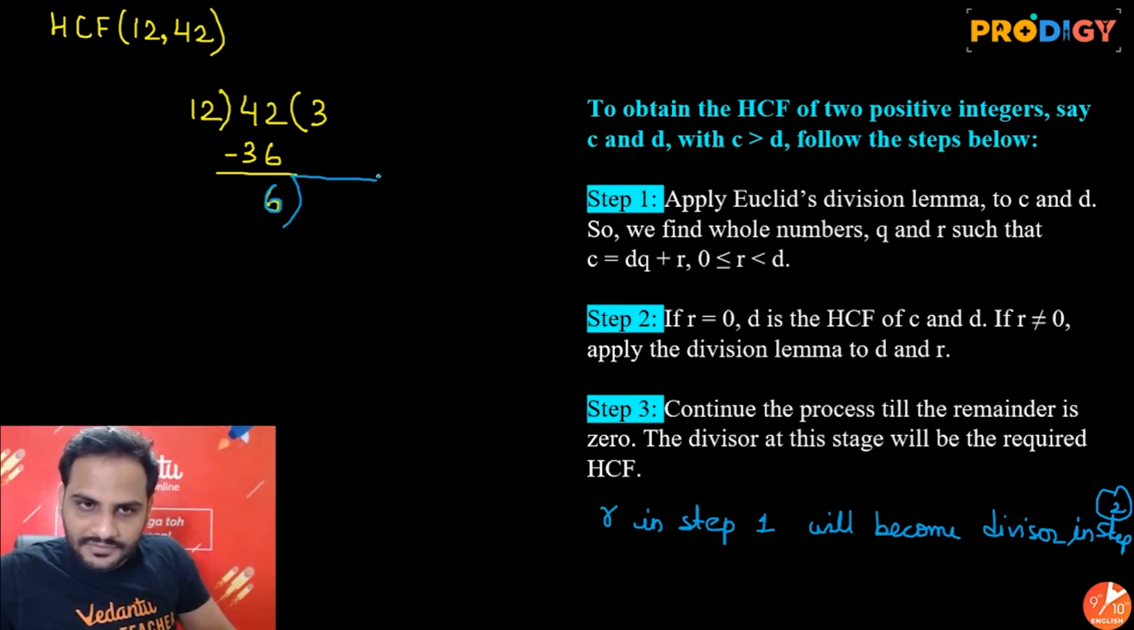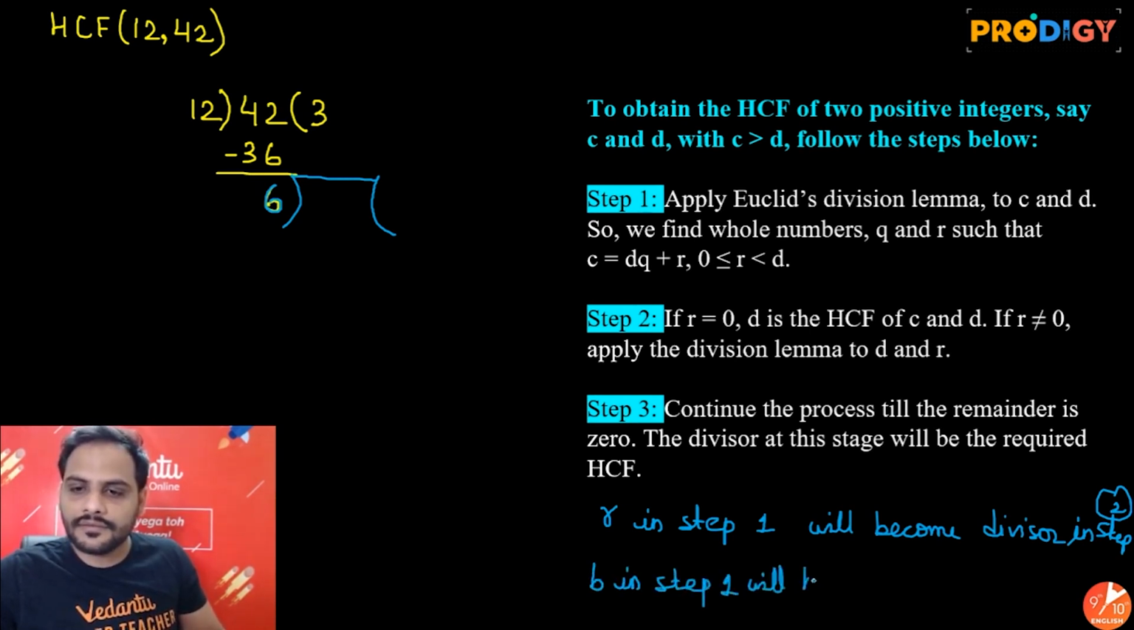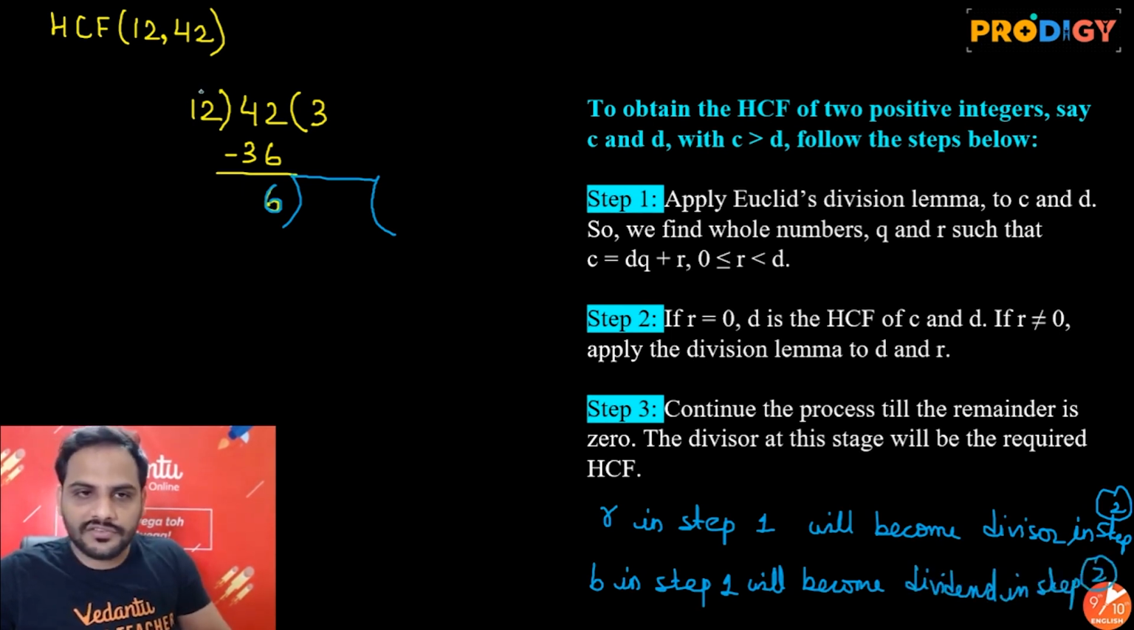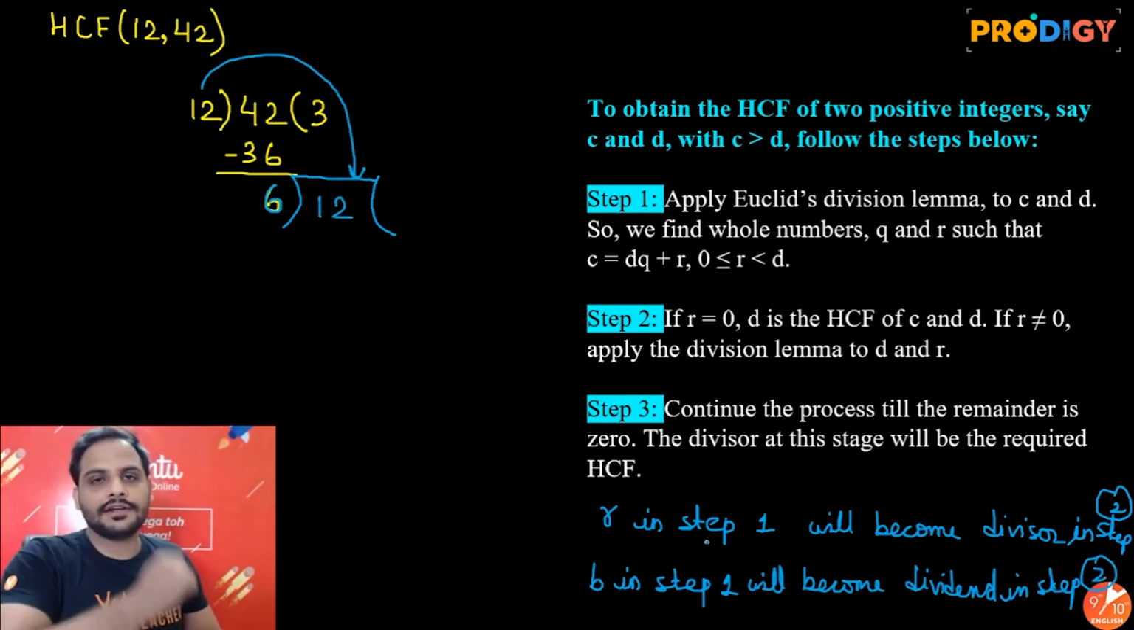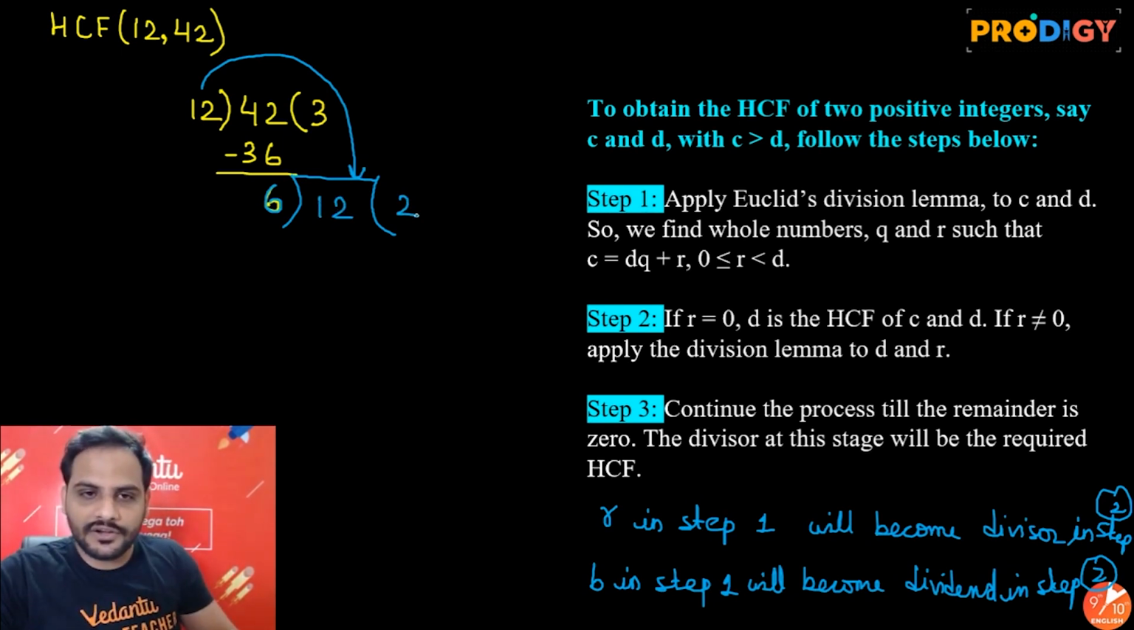So it will divide something. And what will be the dividend? Remember, the divisor, that is the value of B in step 1, will become the dividend, or the value of A in step 2. So this 12 now will become the dividend over here. And again do the division. 6 2s are 12. You did the division. The remainder is 0.